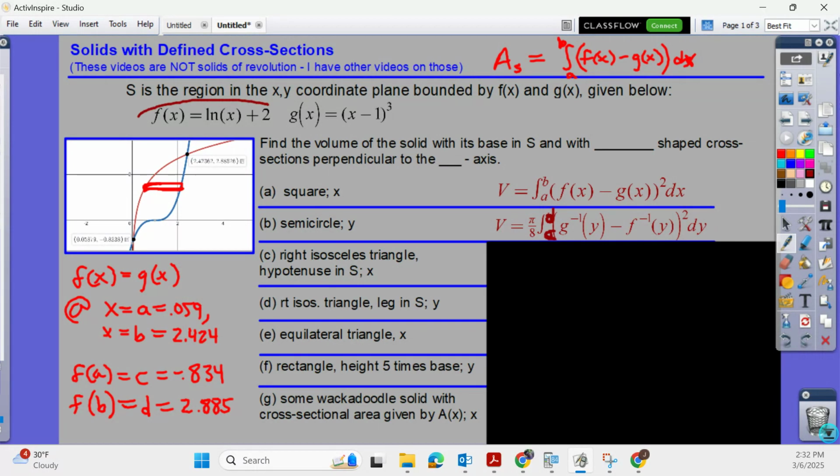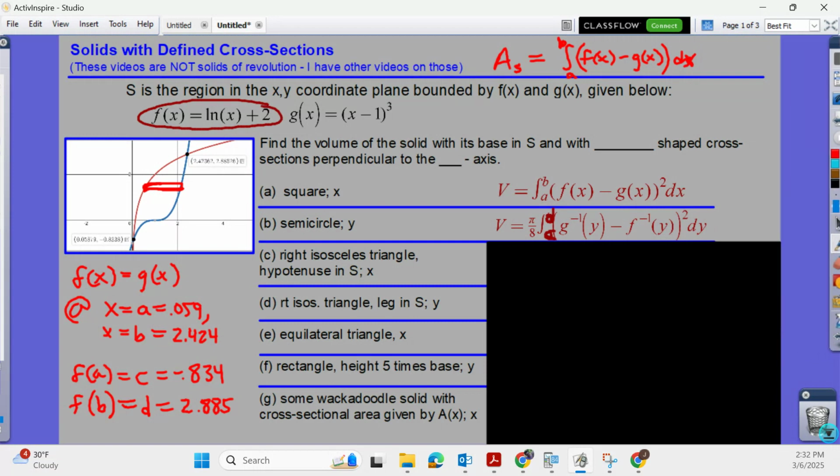This f function, if I want to solve it for x, I have y equals natural log of x plus 2. Subtract 2 from each side. y minus 2 equals the natural log of x. And then exponentiate with base e, right? So I'm going to get x equals e to the y minus 2. Okay? And then I want to do the same thing with g.